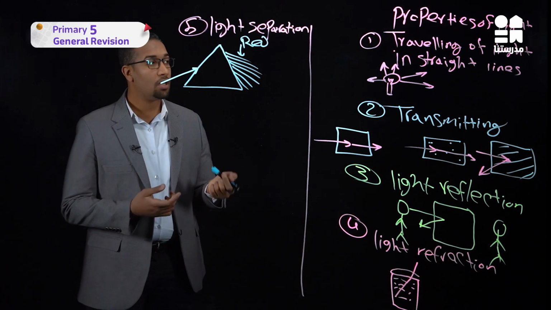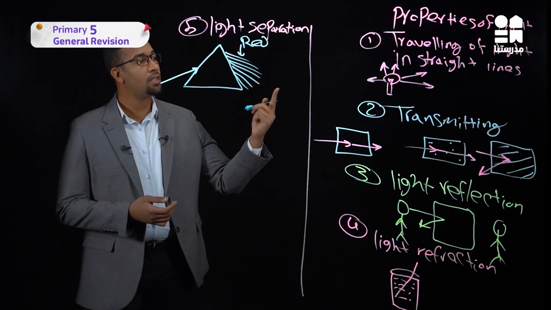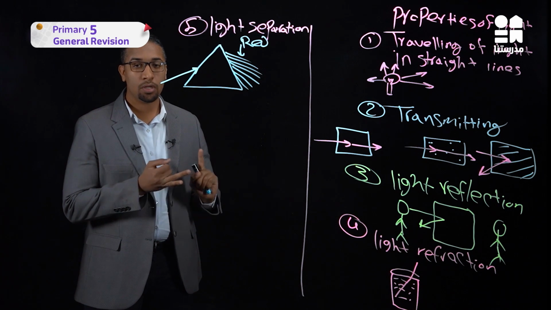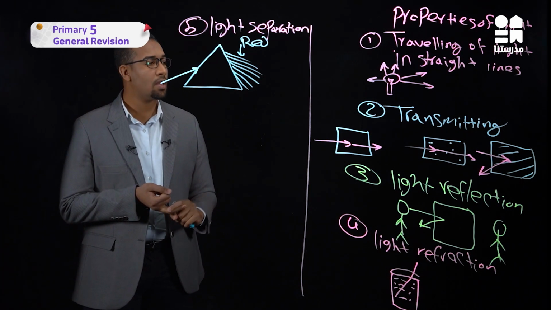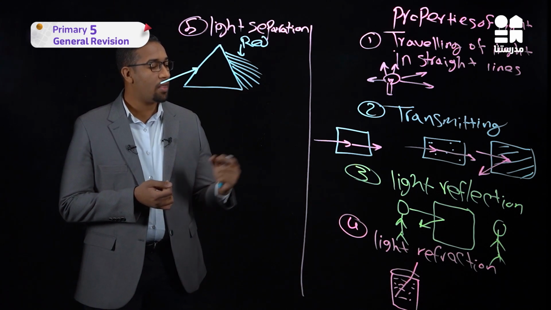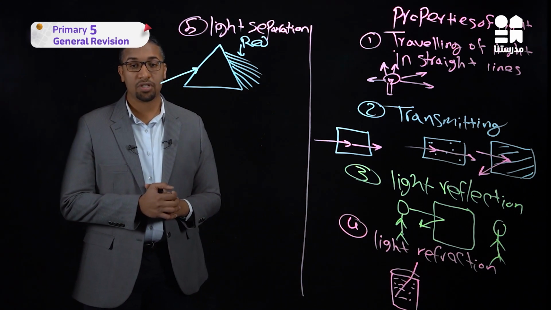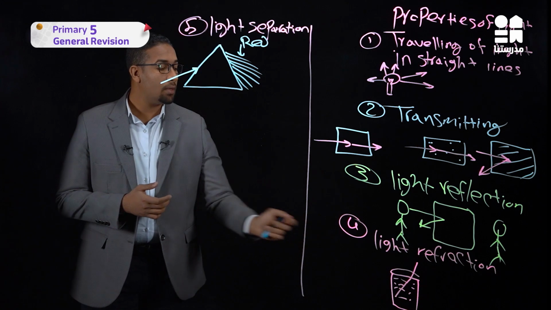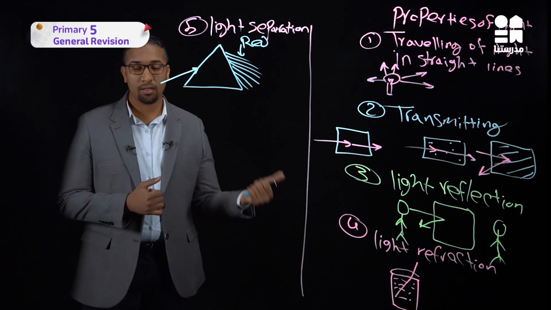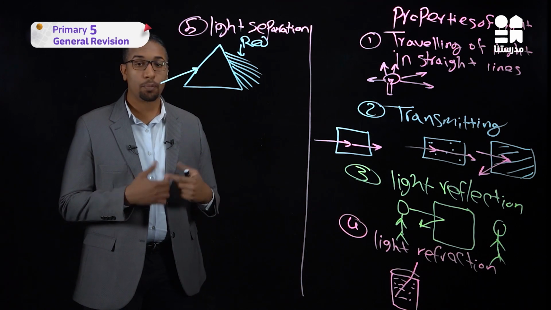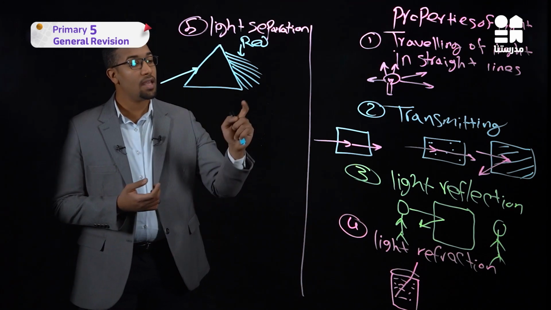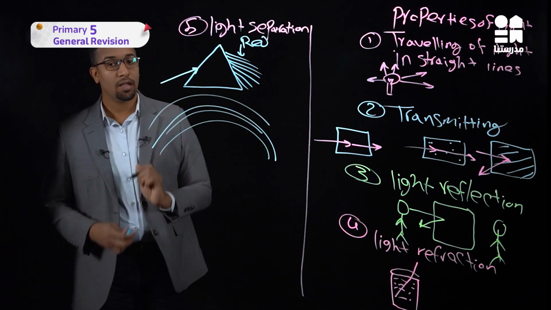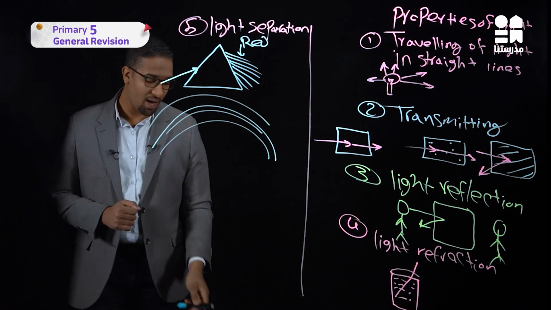And many phenomena occur because of these properties. First property, 2 phenomena occur because light travels in a straight line, which are formation of shadow and formation of images through narrow holes. Property number 3, the phenomenon is light reflection. We see our image in a mirror. Property number 4, we see the pencil or the pen or the rod seems broken because of light refraction. And we see rainbow in the sky because of what? Because of light separation. So let's continue our revision.